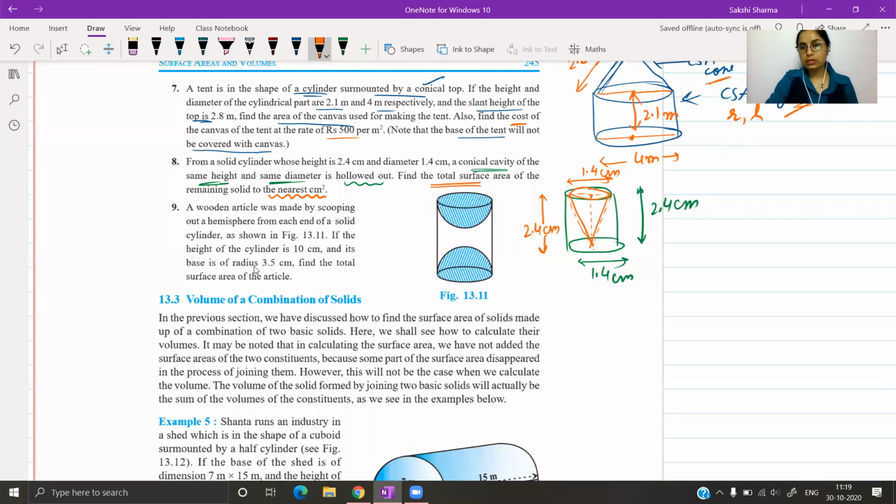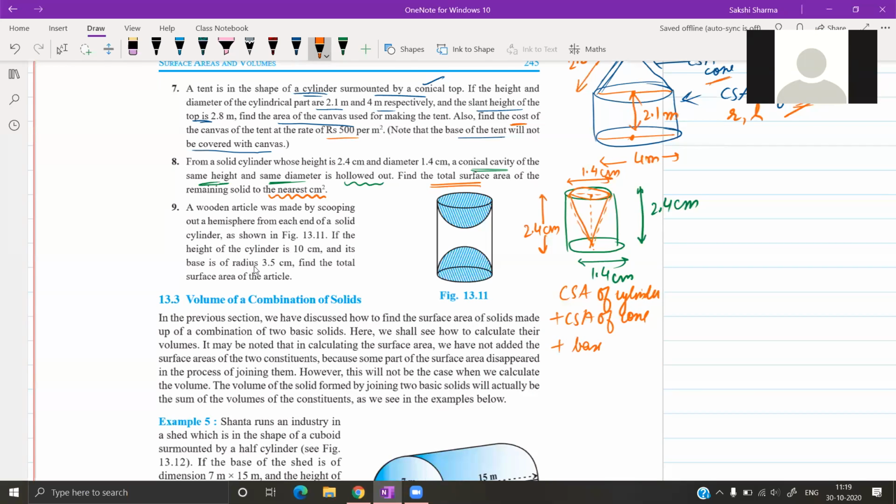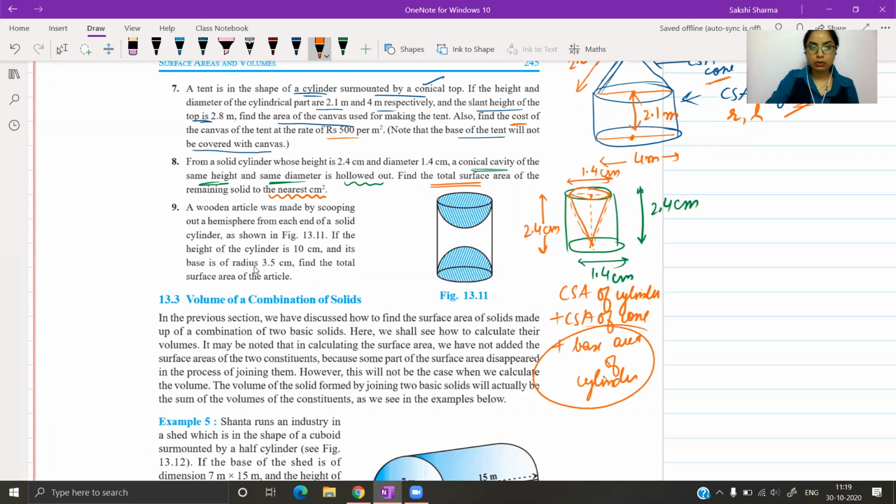So total surface area of this solid will be given by the curved surface area of the cylinder plus the curved surface area of the cone plus the base area of your cylinder. And why am I taking the base area of the cylinder? Because it's indicated that the cylinder is solid. Solid है तो उसका base होगा, base exist करेगा. That's why. अगर ये hollow होता और उसके अंदर एक conical cavity हम fit करते हैं तो उस केस में फिर base area नहीं आएगा.